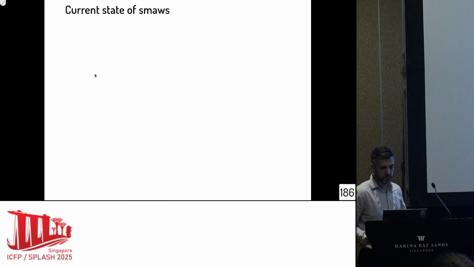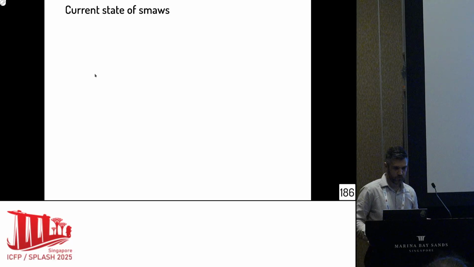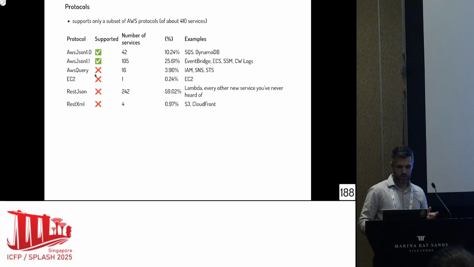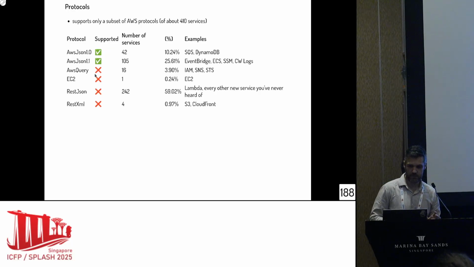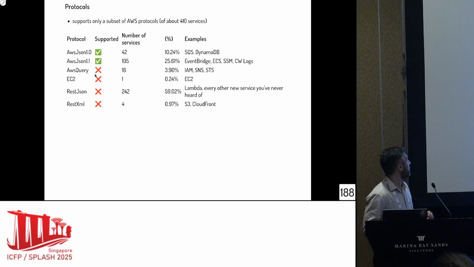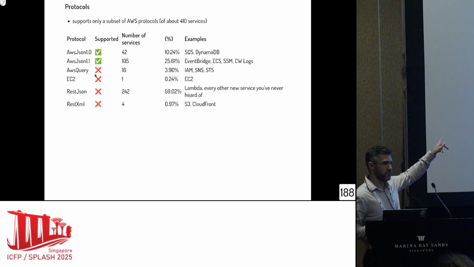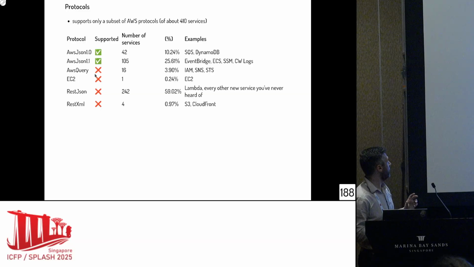So let's just talk a little bit about the current state of smaws. One way of examining its completeness is to look at the services it currently supports. On the left here, you've got all the different protocols that are used to create AWS services. At the moment, we implement the AWS JSON protocols. These cover about 36% of the services, and a number of really important baseline services like SQS, DynamoDB, CloudWatch Logs, EventBridge.